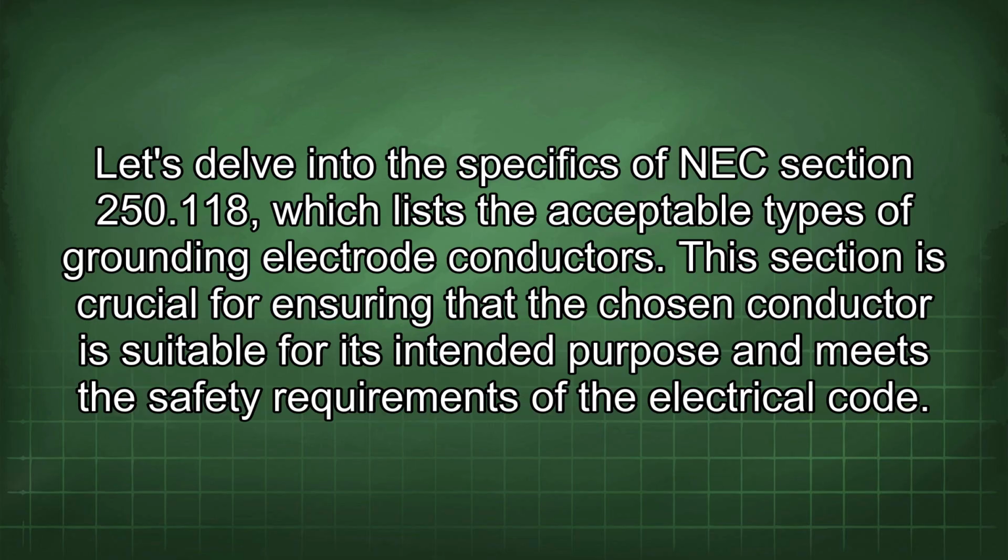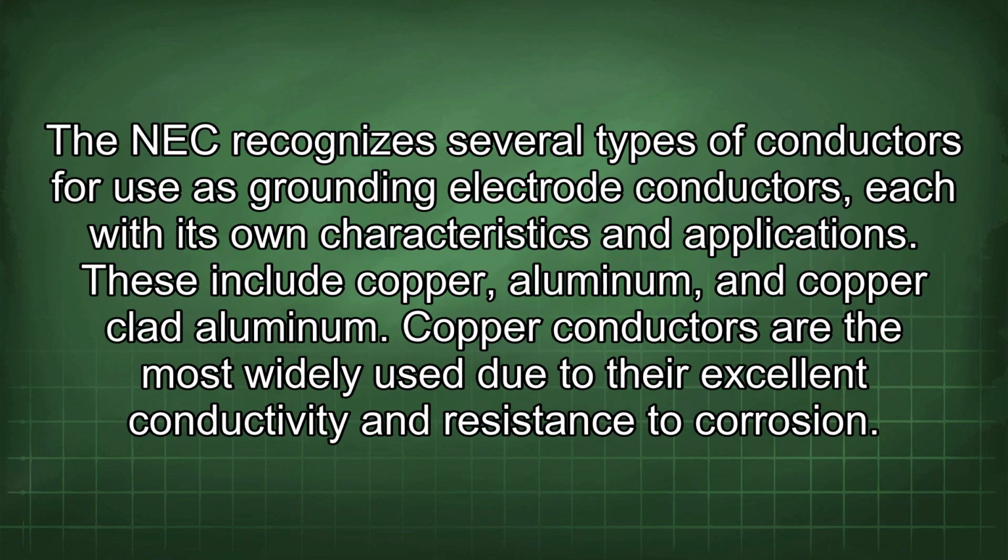Let's delve into the specifics of NEC section 250.118, which lists the acceptable types of grounding electrode conductors. This section is crucial for ensuring that the chosen conductor is suitable for its intended purpose and meets the safety requirements of the electrical code. The NEC recognizes several types of conductors for use as grounding electrode conductors, each with its own characteristics and applications. These include copper, aluminum, and copper-clad aluminum.